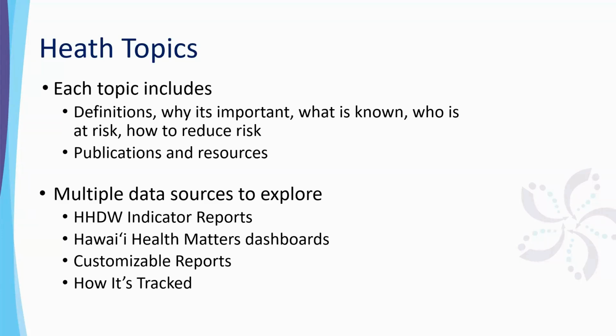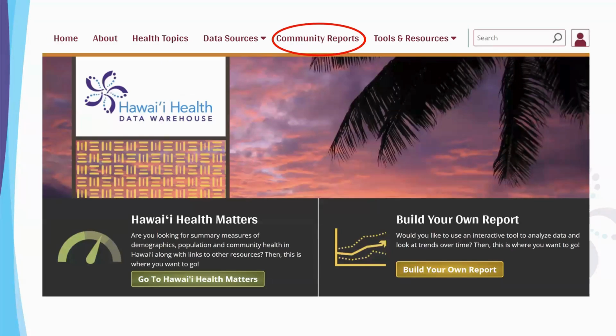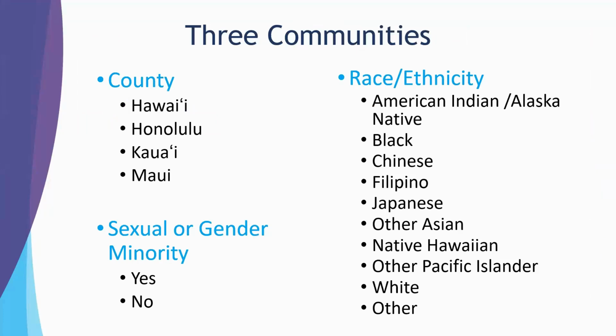Another way to explore the data on HHDW is using the Community Reports module. This allows you to see multiple indicators of health for a given community and how they compare to the value for the state overall. Currently, we have 3 communities available to explore. We have our 4 major counties, sexual and gender minority, and race ethnicity. So here you can see the options that are available for each community.